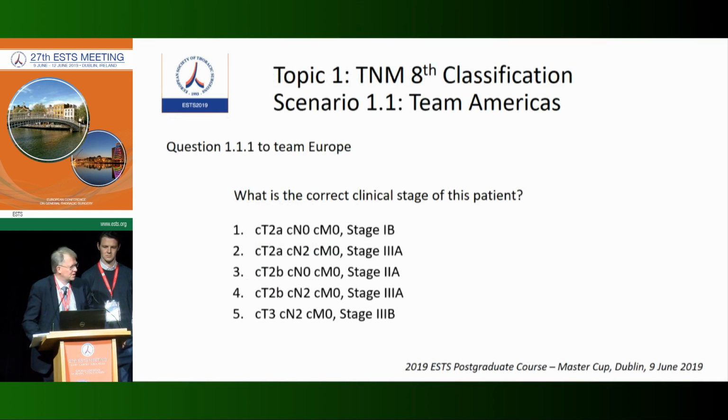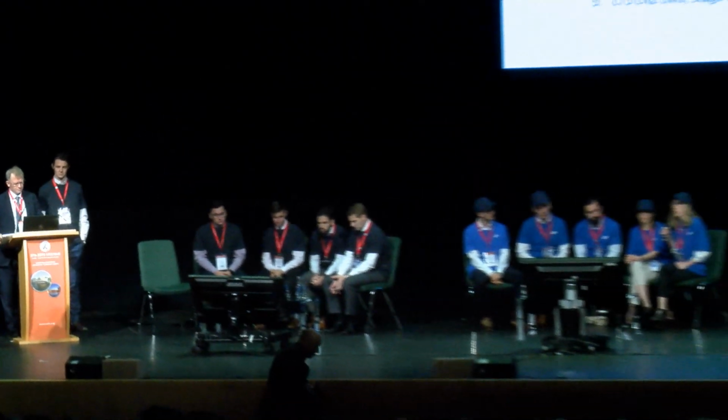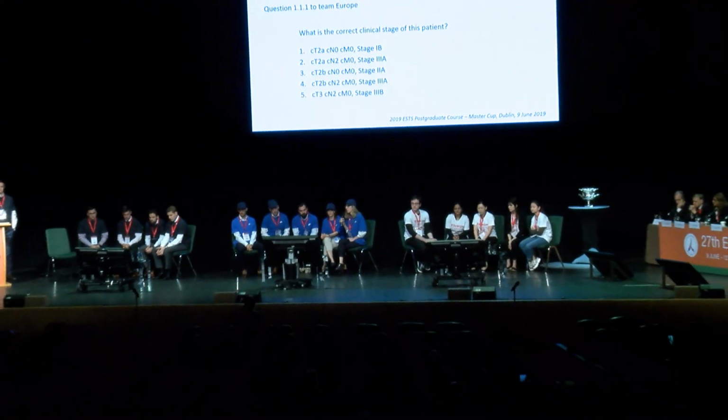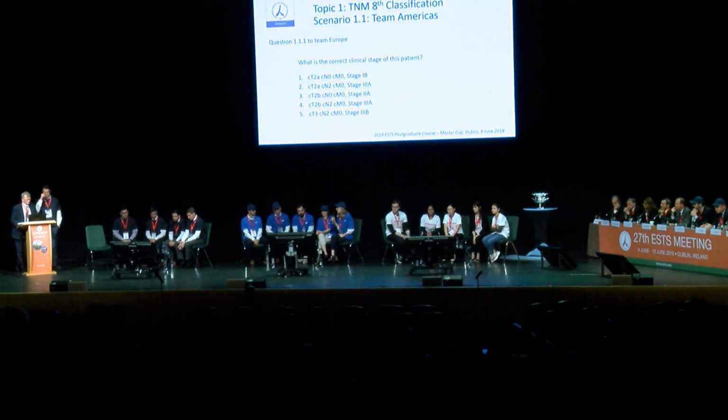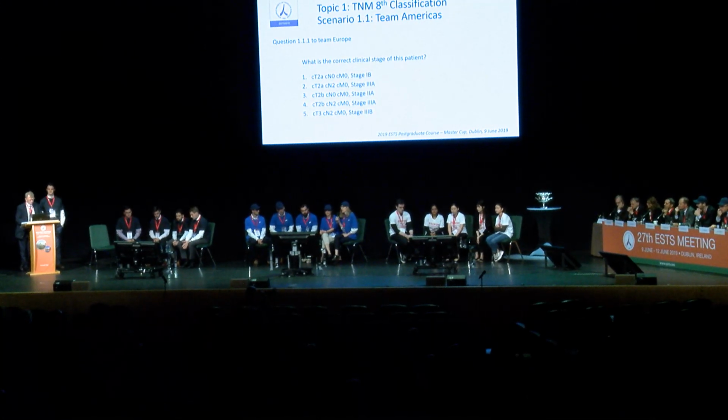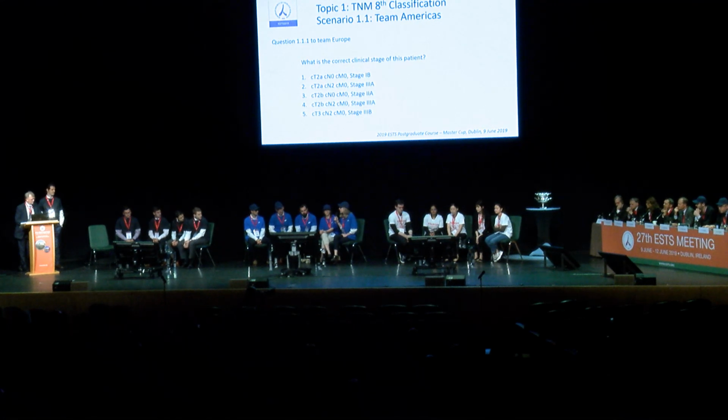Okay, over to Team Europe to give us their discussion of this question and their answer, please. Okay, thank you. So the lung mass is 5 centimeters large, so it should be a cT2b because of the diameter, and the staging 2b is regardless of the distance from the carina. The evidence of positive PET scan on N2, the para-aortic station, means that the clinical stage is N2, and because of the brain MRI negative for brain metastasis, the M is 0. So we think that the correct answer is 4, cT2b, cN2, cM0, stage 3A.